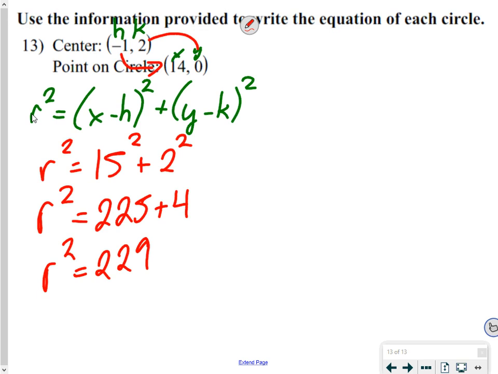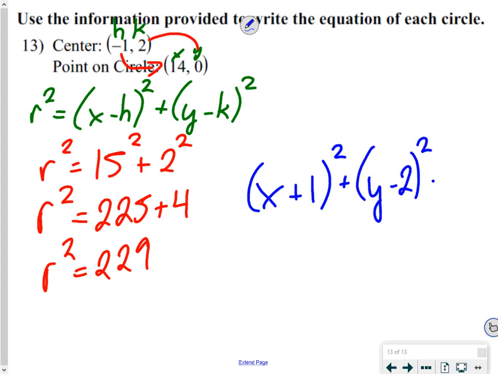Now we've got the center and the radius squared. So now let's write that equation. So we've got the quantity x plus 1 squared plus the quantity y minus 2 squared equals 229.